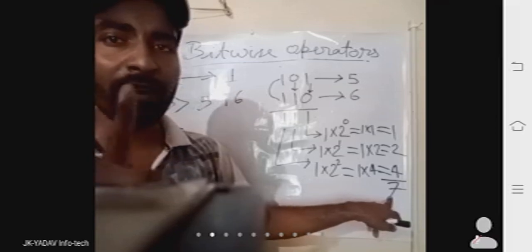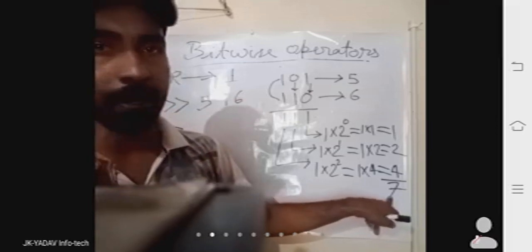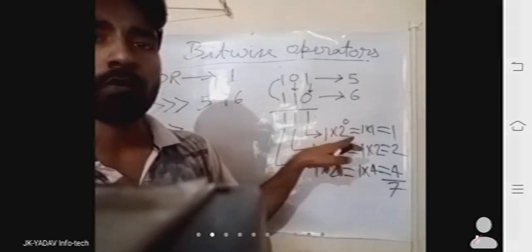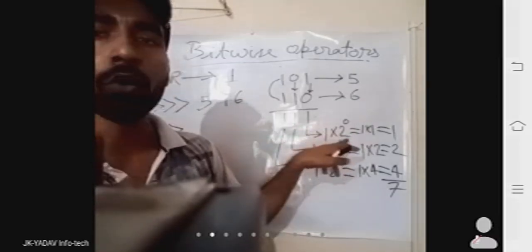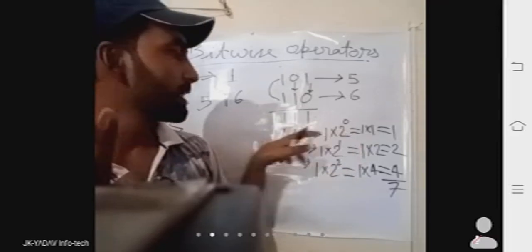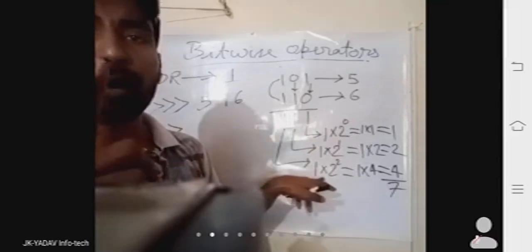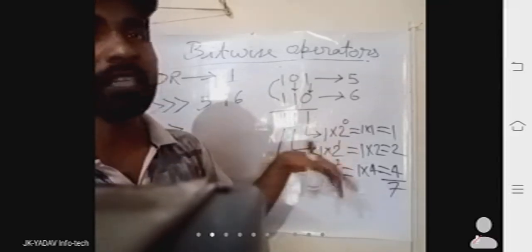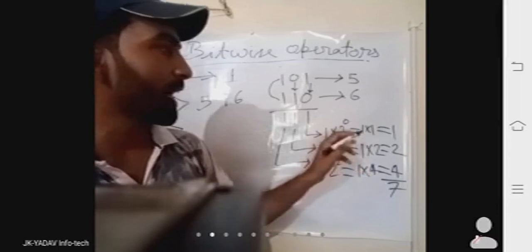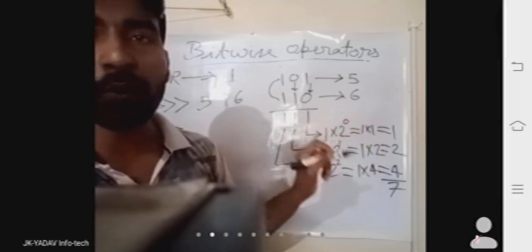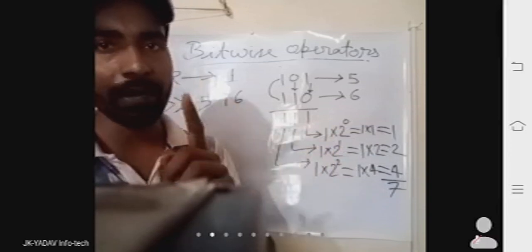This way we convert a binary number into a decimal number, by multiplying by the base of binary, that is 2: first digit into 2 power 0, second digit into 2 power 1, third digit into 2 power 2, and like this it goes. So there comes 1 plus 2 plus 4, and if you add them, the result will be 7.